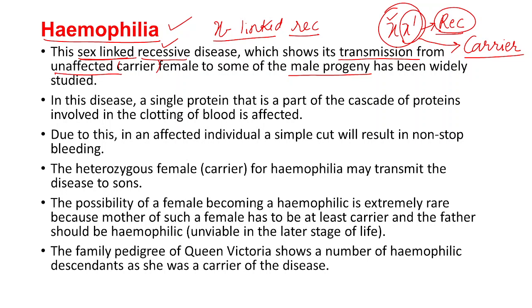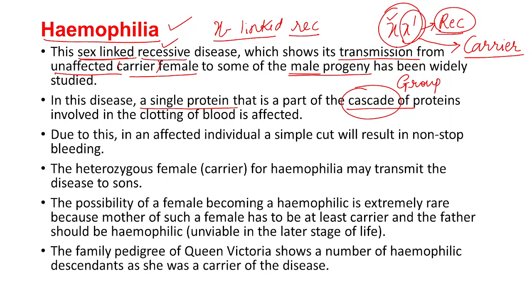And that carrier female or carrier mother can transmit this disease to the male progeny, because she will be giving what? X chromosome to the male individual, right? That is why 50% chances will be there of what? Getting the disease in the male progeny produced by the female. Next point, in this disease, a single protein, very important point, a single protein which is a part of a cascade of proteins. It means a single protein from a cascade of proteins. Here cascade means group.